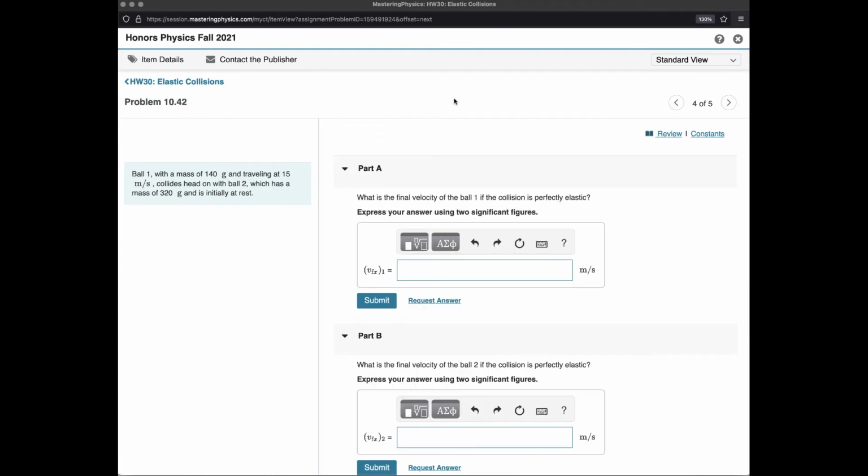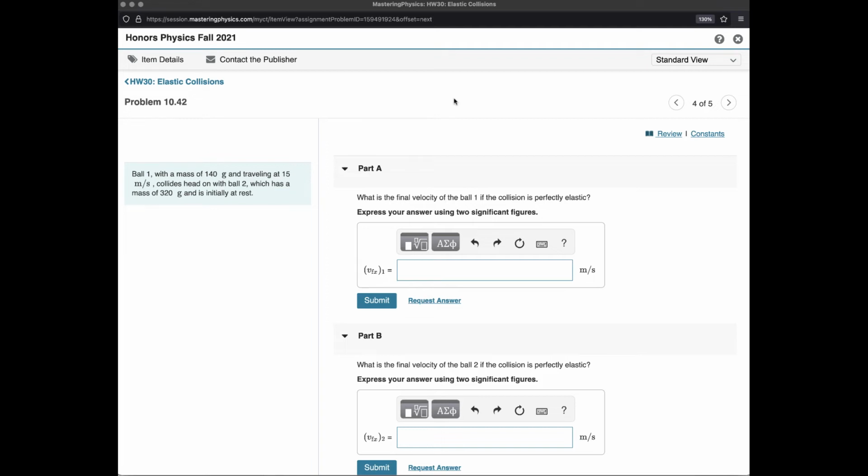Question number 4 in this assignment: ball 1 with mass of 140 grams, traveling, well, these are my numbers, by the way, your numbers are probably randomized, traveling at 15 meters per second, collides head-on with ball 2, which has a mass of 320 grams initially at rest. What is the final velocity of ball 1 if the collision is perfectly elastic?